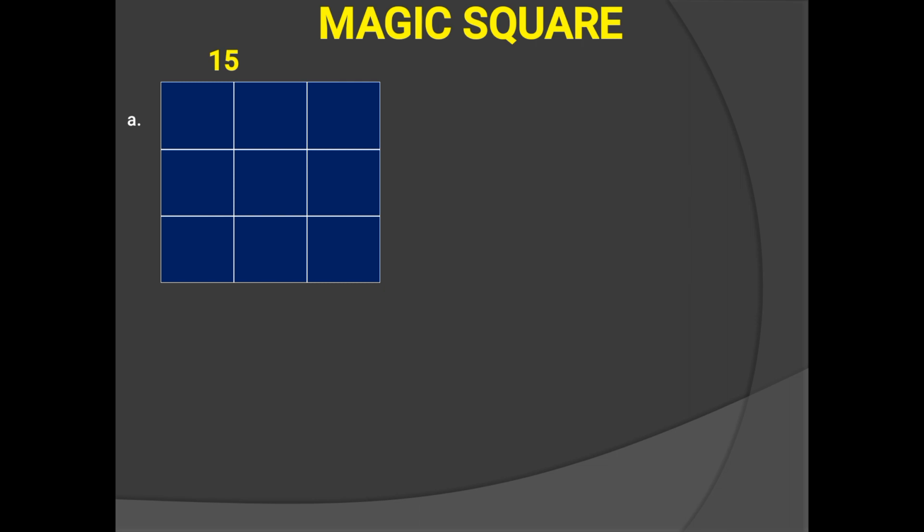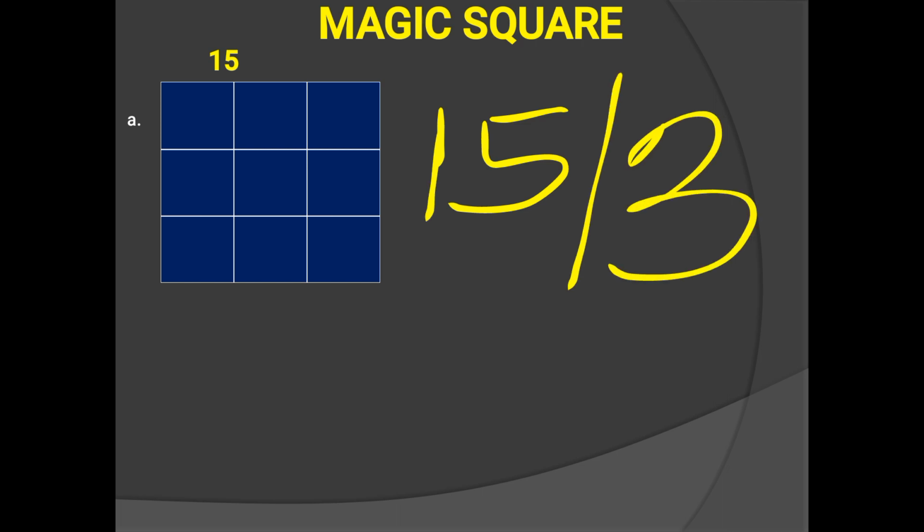So the first thing is you divide the magic number. The magic number is 15, as I've said. You divide it by 3. Why? Because it's a 3 by 3 magic square. When we divide 15 by 3, we are going to get 5.